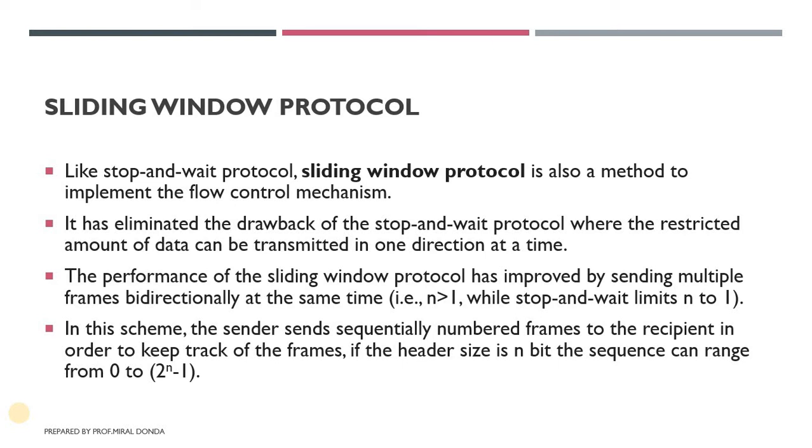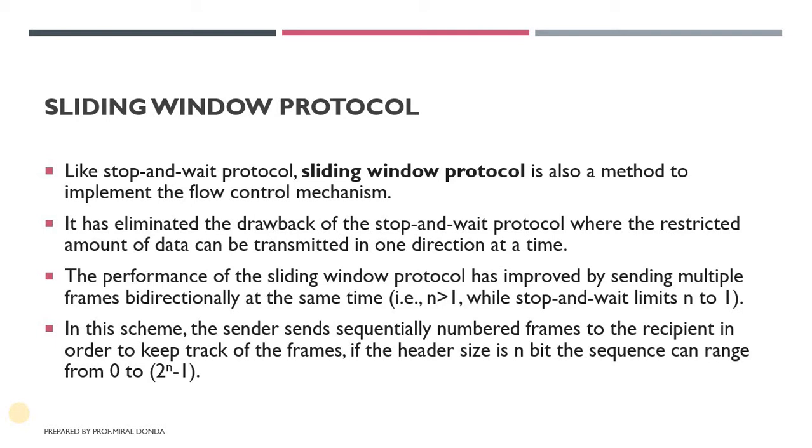In today's lecture, we are going to learn about the sliding window protocol. Like the stop and wait protocol, the sliding window protocol is also a method to implement the flow control mechanism. In our previous lecture, we learned an algorithm for flow control, which is the stop and wait protocol. In this algorithm, we are doing the same thing, but it has eliminated the drawback of the stop and wait protocol, where a restricted amount of data can be transmitted in one direction at a time.